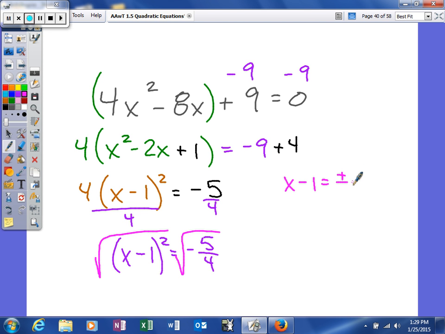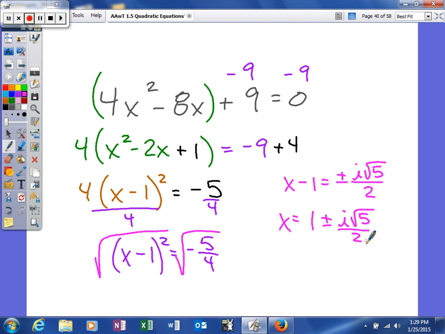So I'll say it's the square root of negative 5, which would be i square root of 5, over the square root of 4. Well, the square root of 4 is actually 2. And then what I can do is go ahead and add 1 to both sides. So that would be my answer.